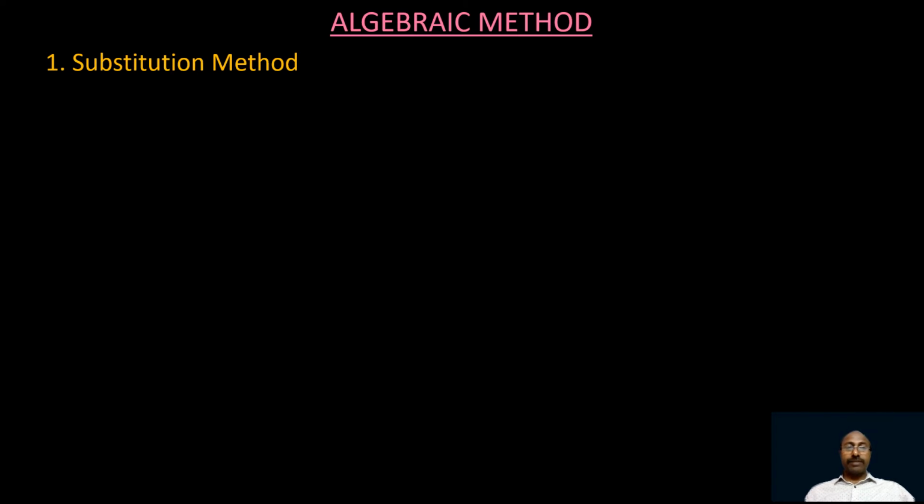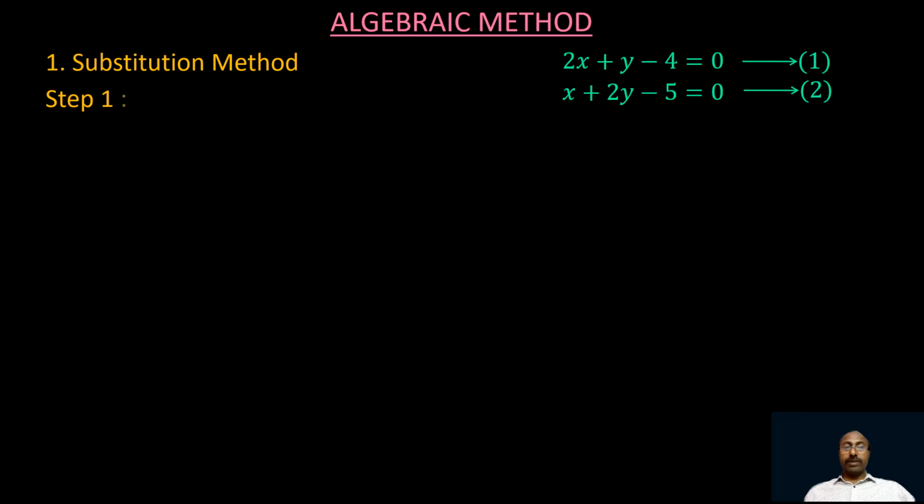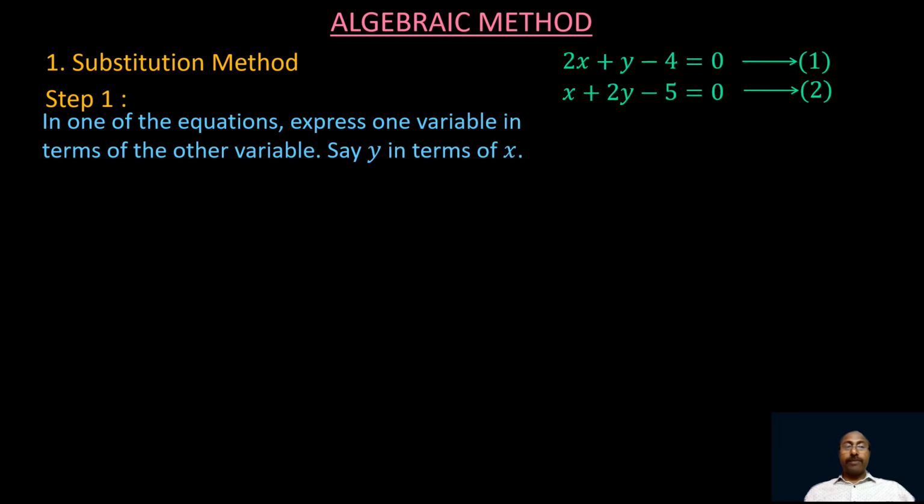Take the first one, substitution method. Take any two linear equations in two variables. I am taking here 2x plus y minus 4 equals 0 and x plus 2y minus 5 equals 0. Take them as equation 1 and equation 2. What to do while solving by substitution method? In step 1, in one of the equations, express one variable in terms of the other variable, say y in terms of x.